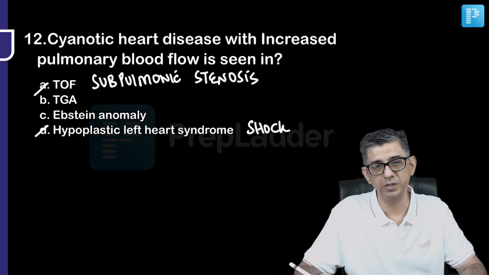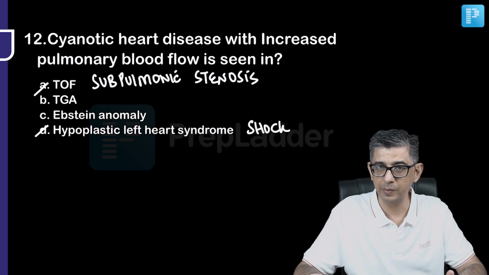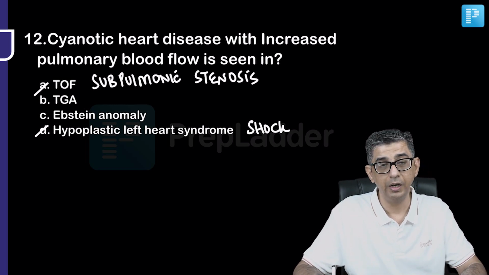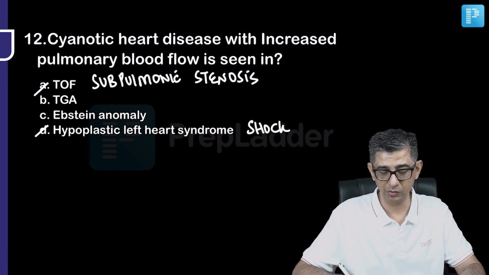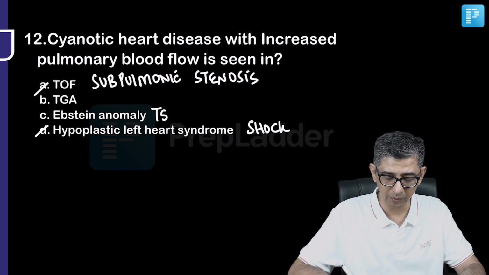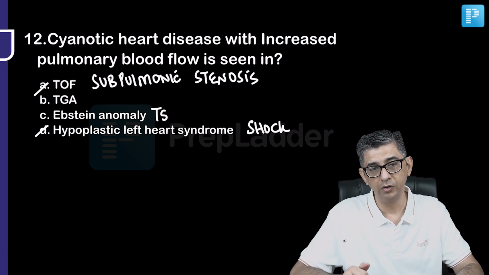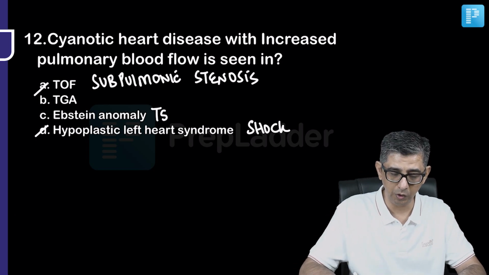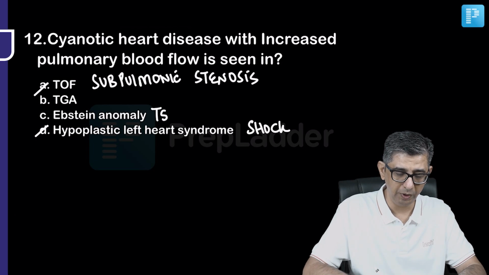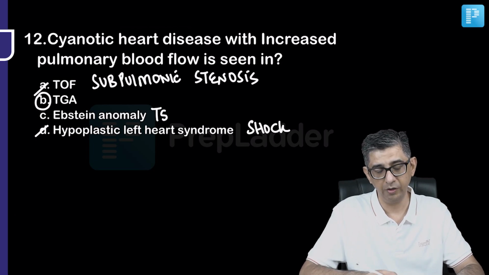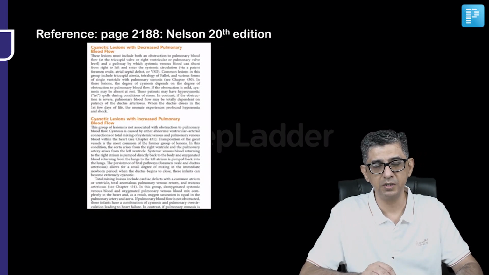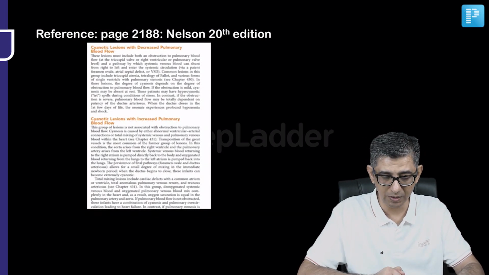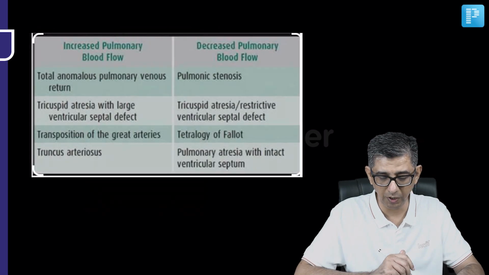We are left between two options, TGA and Ebstein anomaly. Then in Ebstein anomaly, where we read about atrialization of the ventricles per se, there could be concomitant tricuspid stenosis. So that can explain that overall the blood supply to the lungs would also be lesser. The correct answer for this question is option number B. And when you will be reading about this in pediatrics as well, you will always read about two descriptions: cyanotic heart disease with decreased and with increased pulmonary blood flow.